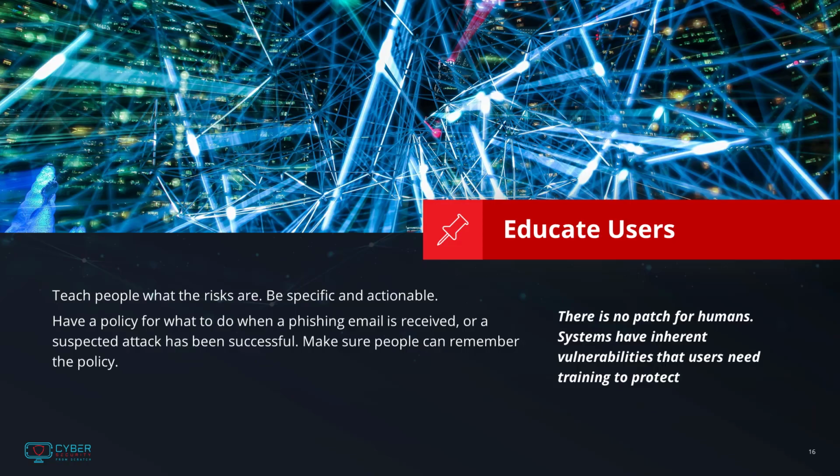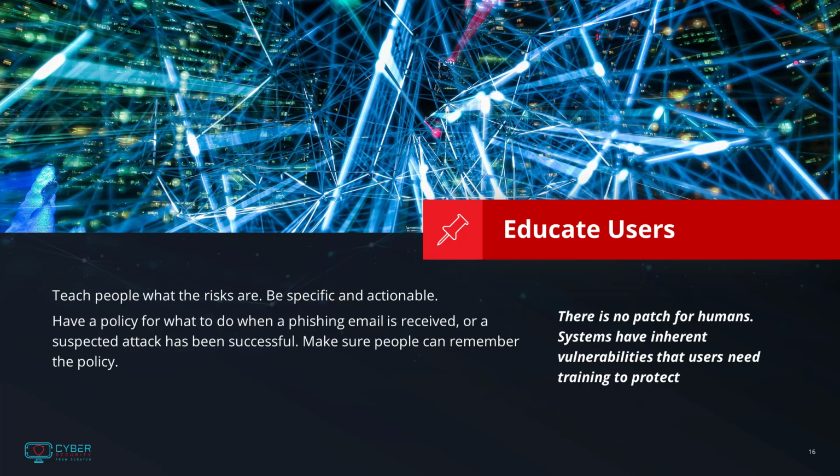The first and biggest thing that we can do to prevent phishing attacks is teach people what the risks are. Show people what a phishing attack looks like and how they can recognize it, and what they can do in response. Be specific and actionable. Make sure that there's some sort of company policy for what to do when a phishing email is received, so that people can know that an attack or an attempted attack is underway.